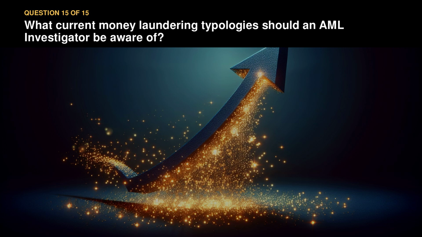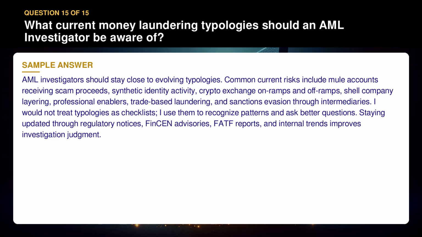Question 15. What current money laundering typologies should an AML investigator be aware of? AML investigators should stay close to evolving typologies. Common current risks include mule accounts receiving scam proceeds, synthetic identity activity, crypto exchange on-ramps and off-ramps, shell company layering, professional enablers, trade-based laundering, and sanctions evasion through intermediaries.